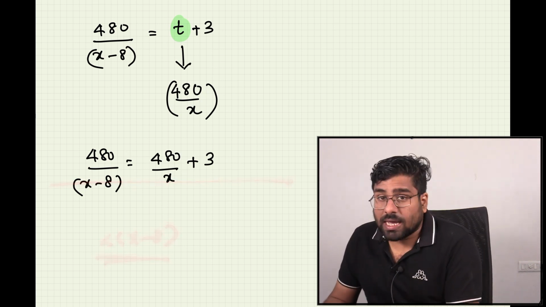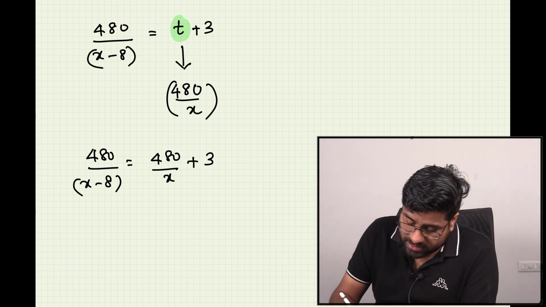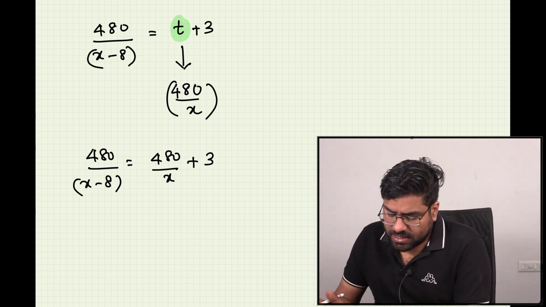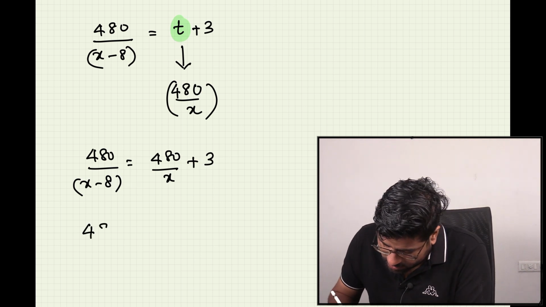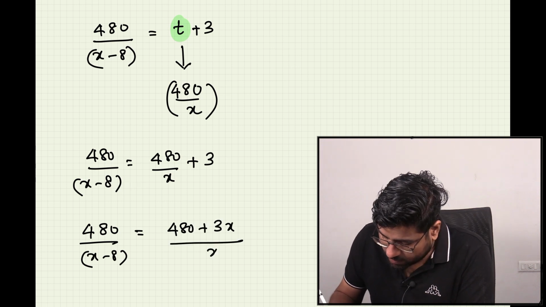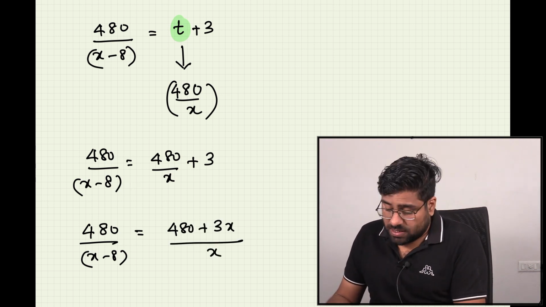Why did I say that? I am technically taking the LCM. It is as simple as that. So when I am taking the LCM, that is going to be 480 divided by x minus 8 is equal to 480 plus 3x divided by x.